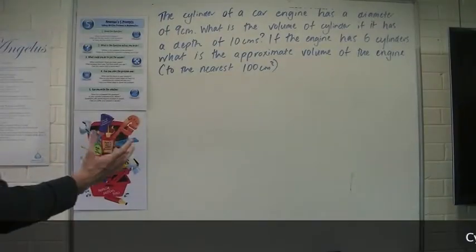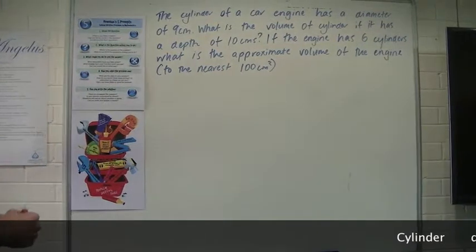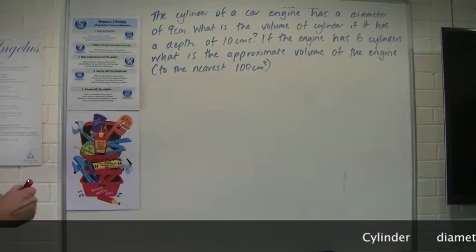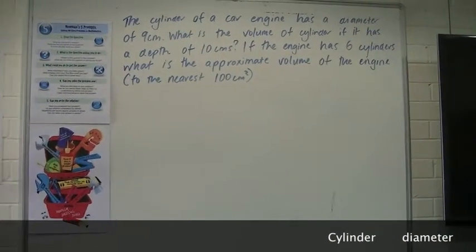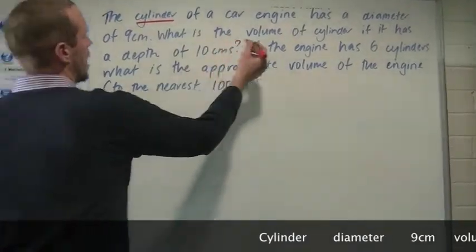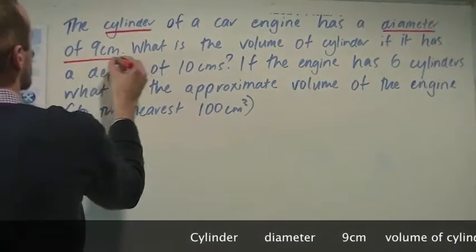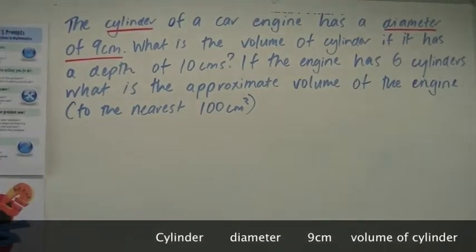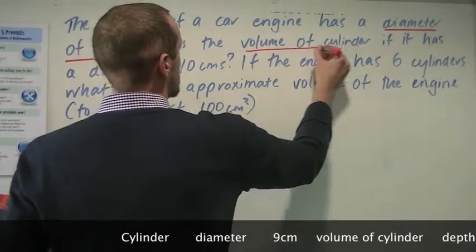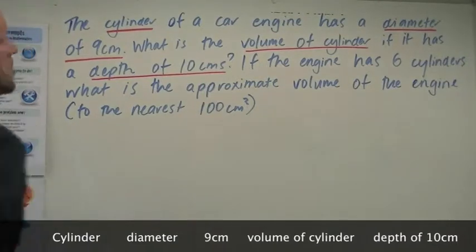Once again, first prompt of our Newman's 5 prompts is read the question. What I'm going to do is underline the key words in the question. The cylinder of a car engine has a diameter of 9 centimetres. What is the volume of the cylinder if it has a depth of 10 centimetres?